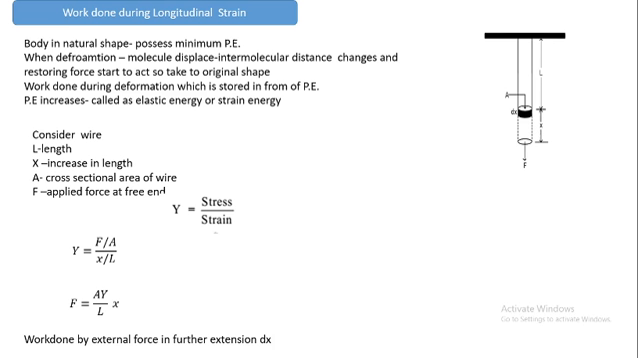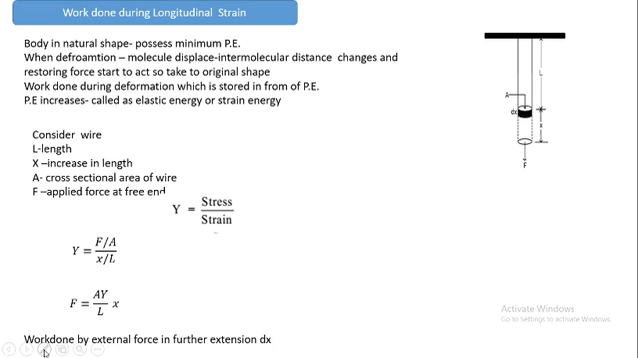So in elasticity, there are three types of strain: longitudinal strain, volume strain, and shearing strain. We will study the work done for every strain. So first is the longitudinal strain. To study the work done during the longitudinal strain, we first consider L as the length of a wire. One end of the wire is fixed to a rigid support, and the other end is free, where you apply the force in a downward direction.